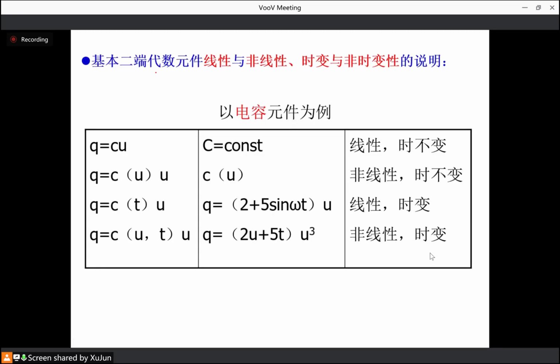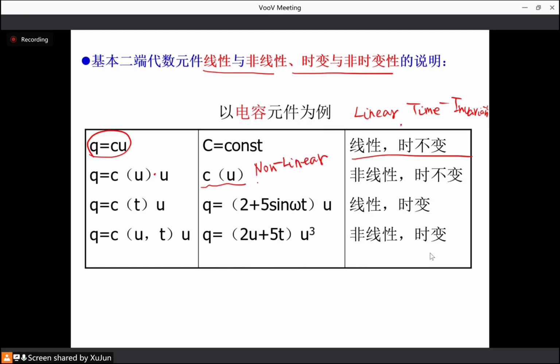For a basic component, it is linear or nonlinear, time invariant or time variant. For this, Q equal to CU. The C is constant, it is linear and time invariant. So this means linear time invariant. Q equal to C(u) multiple U. This C(u) means C is a function of U. So for this component, it is nonlinear, but time invariant.